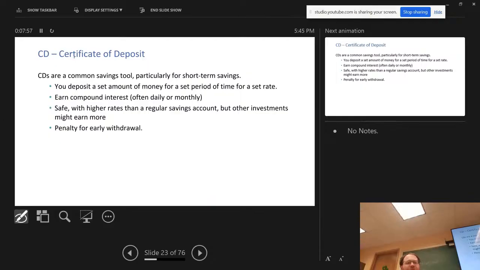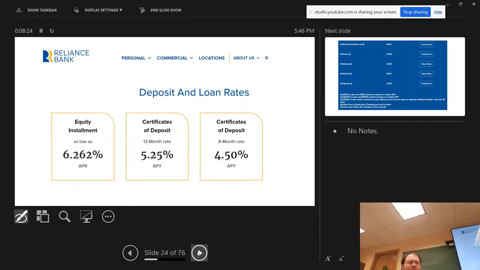So CD, certificate of deposit, is a common one. You can actually get these at pretty much any bank that's out there. Basically, you give the bank money, they give you interest as long as you don't touch the money for the period of time that the bank tells you. Pretty safe form of investment, pretty much guaranteed to make interest money.